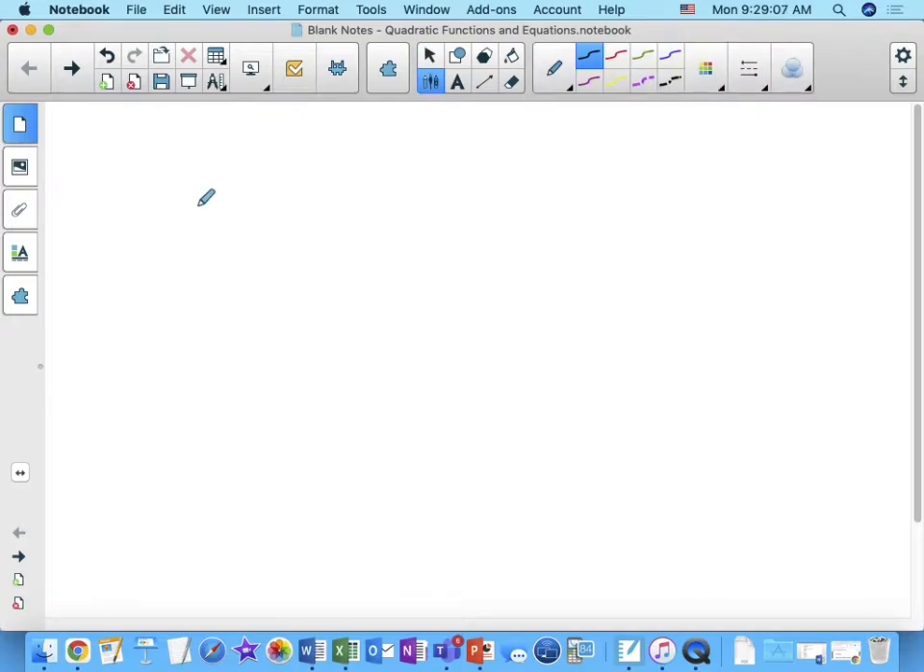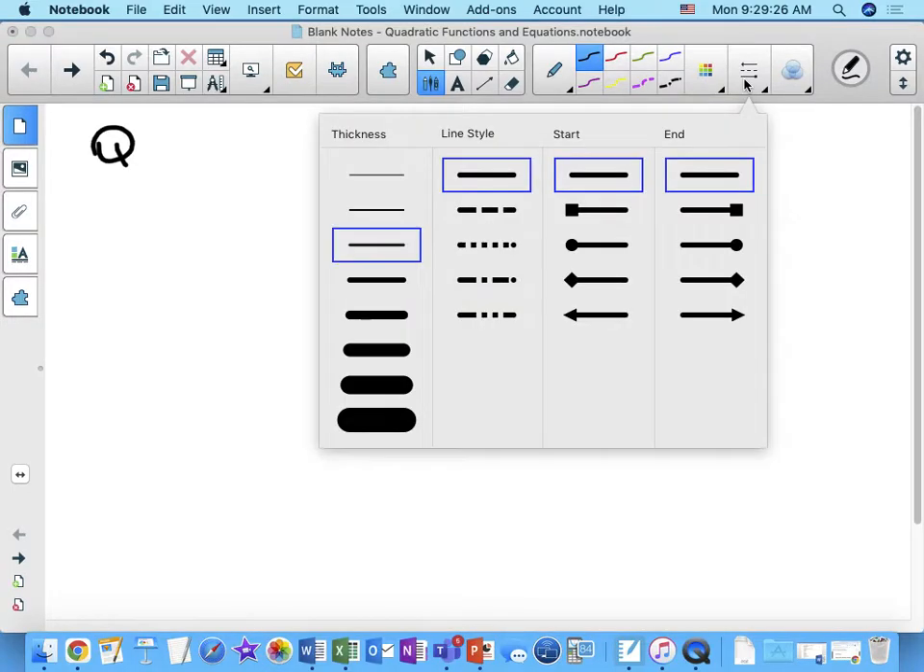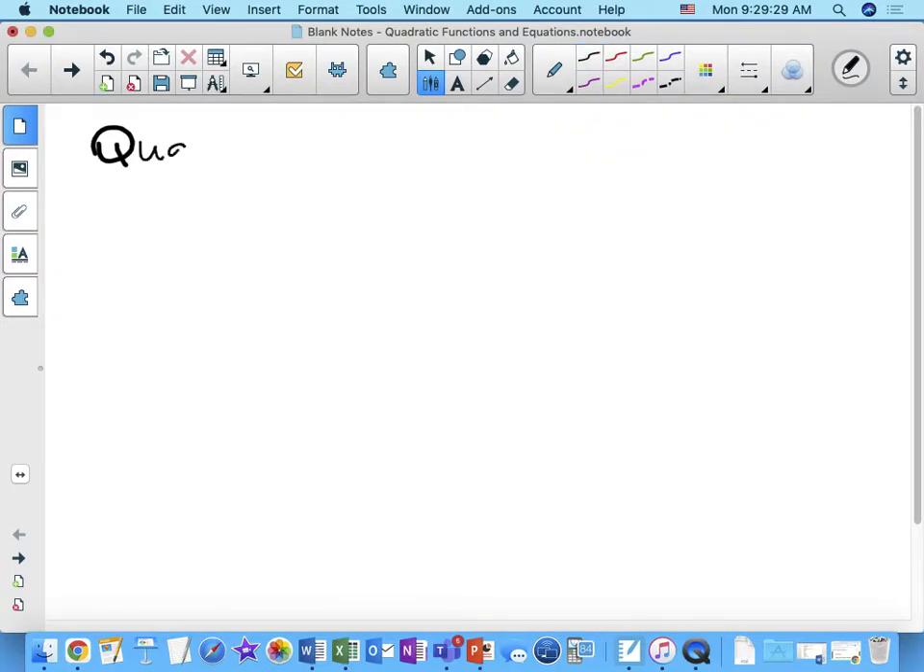So I have just added an extra page at the beginning because I just want to do a little bit of an intro to this unit before we actually start getting into the nitty-gritty, so I can give you a little bit of context as to what we're doing, okay? This first unit is on quadratic functions and equations.